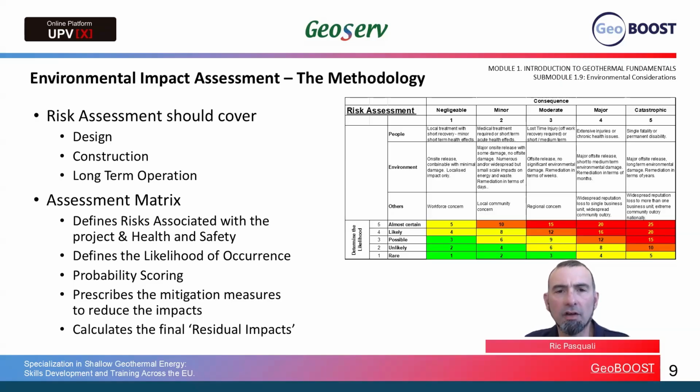And the risks are generally assessed on a 5 by 5 type matrix, which you can see an example of on the screen. And they try to determine the likelihood of occurrence of certain aspects and the consequence that those aspects might have. So they provide a sort of an outline probability scoring, and they allow the designer or the constructor to propose mitigation measures that basically allow the risk to be reduced and basically the receptors not being impacted by your project.